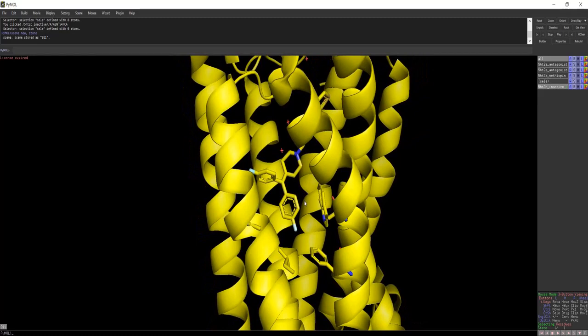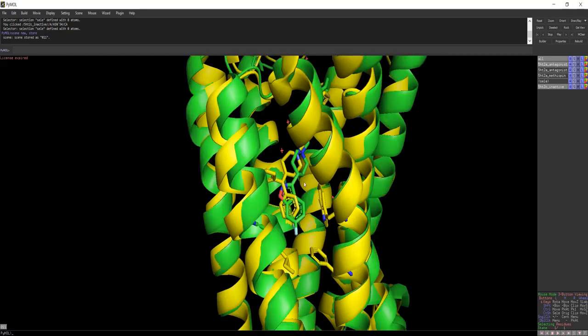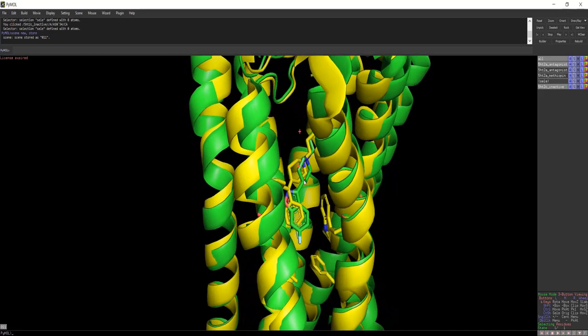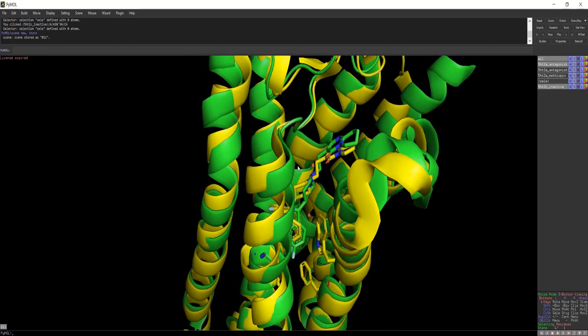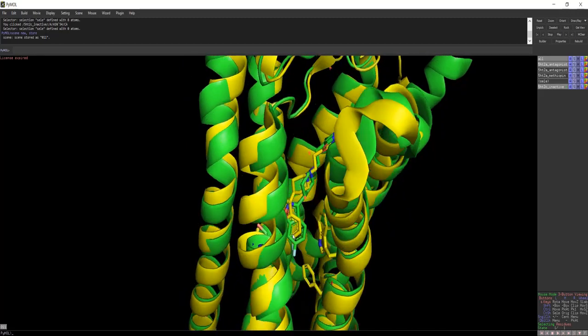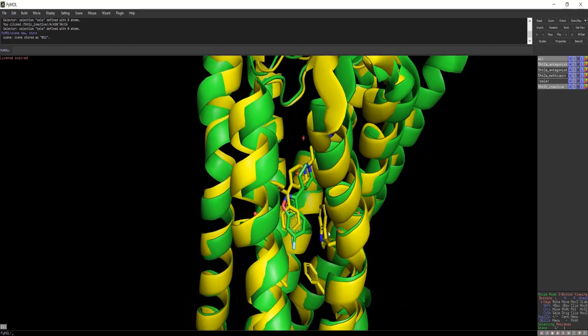Now you may be wondering, if the binding pockets for both these receptors are the same and they function in the exact same manner, what's the difference between them? And this is in fact the big issue here. If we overlay the antagonist bound state of 5-HT2A with 2C, we can see that the ligand binds very similarly, and they have the exact same interactions. And this is why many ligands that bind to 2A also bind to 2C.